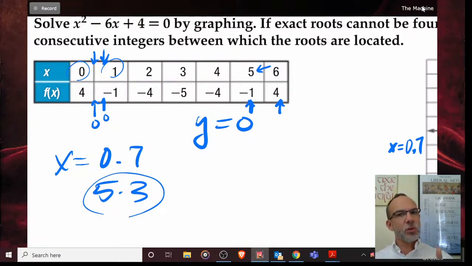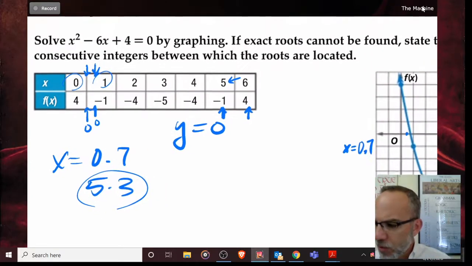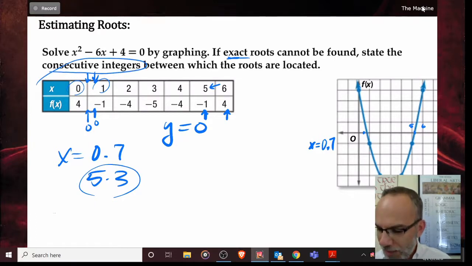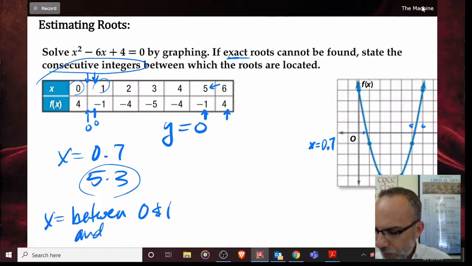In a later lesson, we'll do how to do exact answers, but you should be able to now go through a graph and spot it and figure out what it's between, okay? And then in a table and figure out what it's between. And let's go back up and make sure that we understand the question. Oh, it didn't say estimate. It said if exact roots can't be found, state the consecutive integers. Aha. So x must be between, what did we say, 0 and 1, and between 5 and 6.